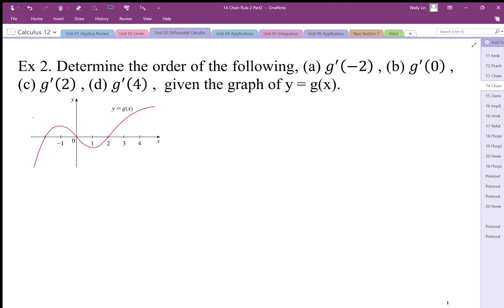So example 2 asks us to compare the order of the following: g prime at -2, g prime at 0, 2, and 4. So we're looking at the slope values at -2, 0, 2, and 4. When we take a look at the slope values, we're just going to look at the tangent line. So at -2, I have a fairly steep positive slope there.